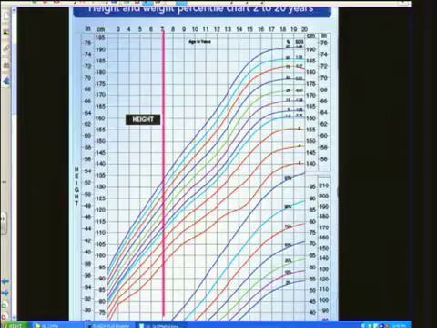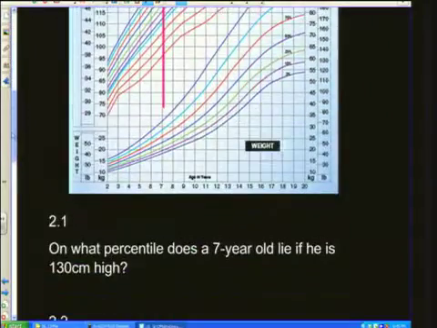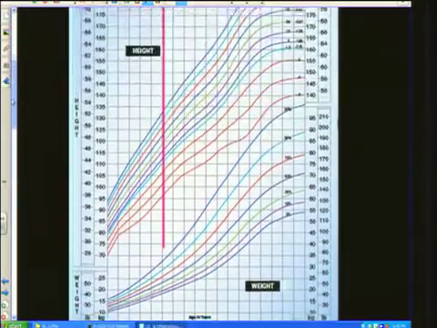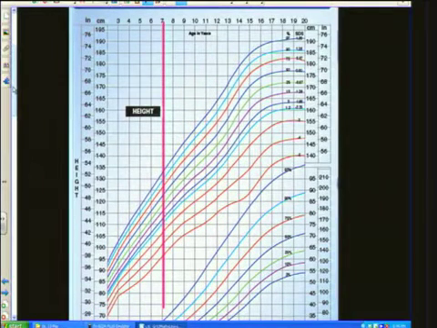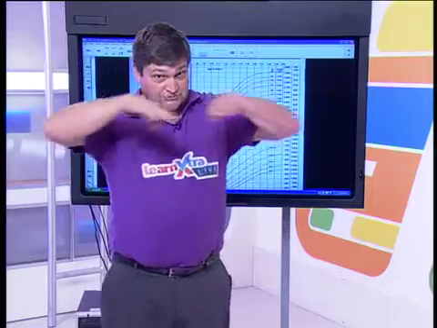What's the other information I'm told? It's 130 centimeters, sorry. So we've got the 7-year-olds at 130 centimeters. Let's go across from 130 and see what's actually going to happen. So when we do that, and the line's gone a little skew, but this is what happens. It won't happen with you in the exam though, because you've got a nice straight ruler.